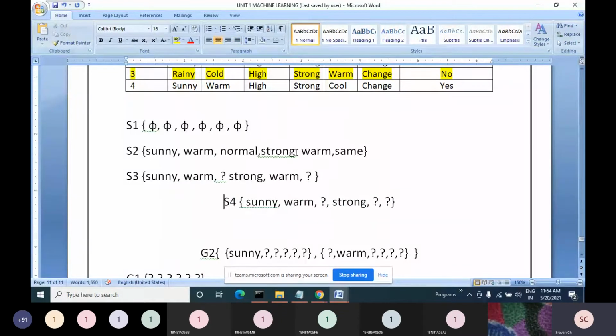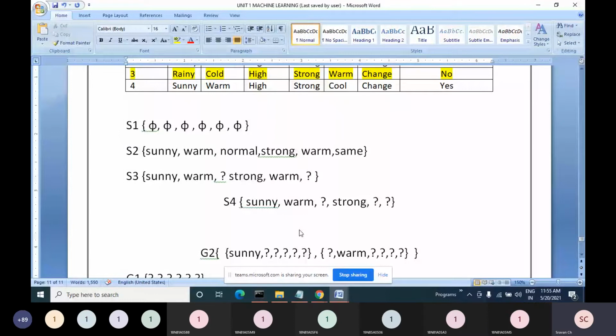I don't have any more records. So how many hypotheses did I get? This is only a single hypothesis, S4, which is most specific, and under most generic I got 2 possible hypotheses, right? This one and the second one. Now if you carefully observe, by looking at S4 and G2, a few more hypotheses can be derived, right?